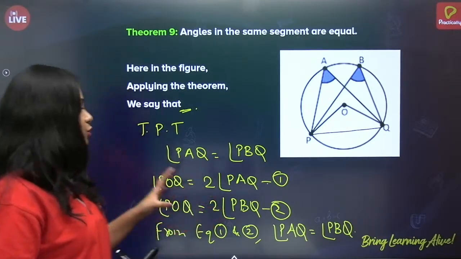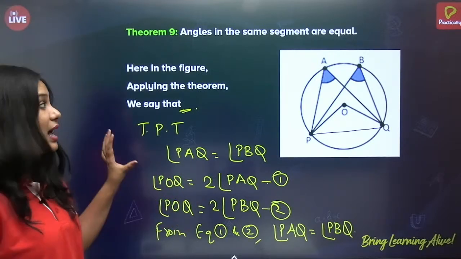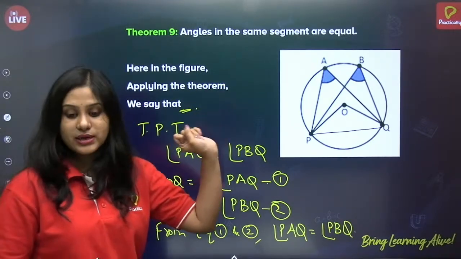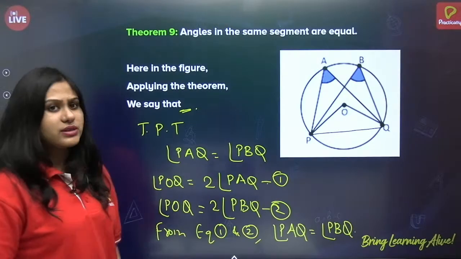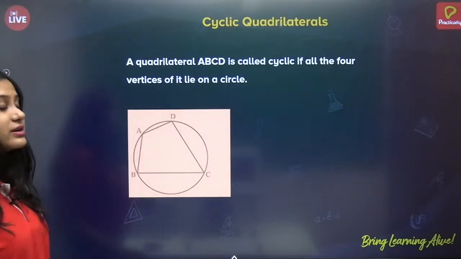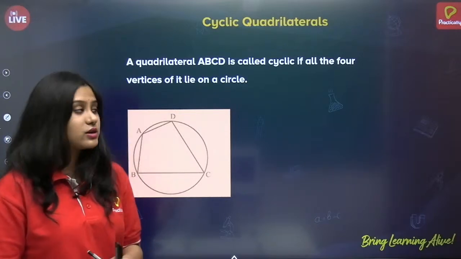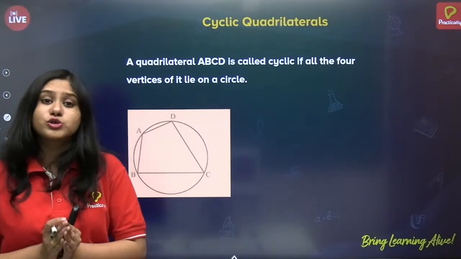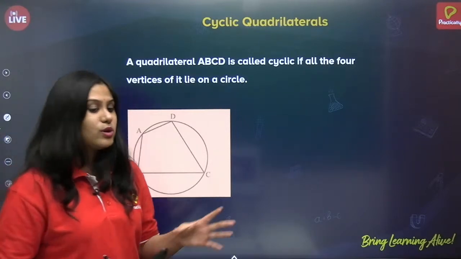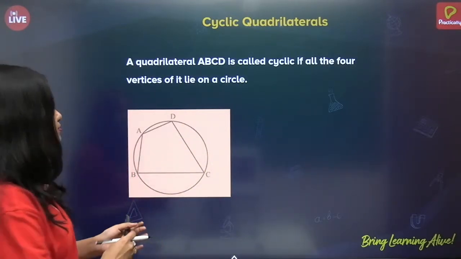Okay, so this is how we can prove that angles in the same segment are equal. Okay, next. So we are done with this theorem as well, and we are done with a few properties of circle. But cyclic quadrilateral is one of the most important topics. So let us see what it is all about.